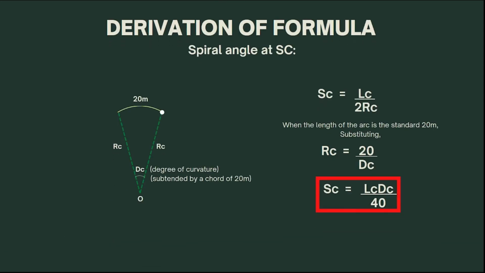Following this, we can also find that when the length of the arc is the standard 20 meters, we can substitute that RC equals 20 over DC. Substituting this, we come up with the formula of SC equals LC times DC over 40 when the arc is 20 meters.